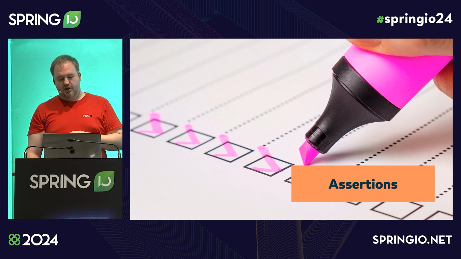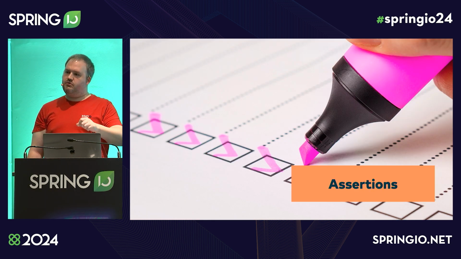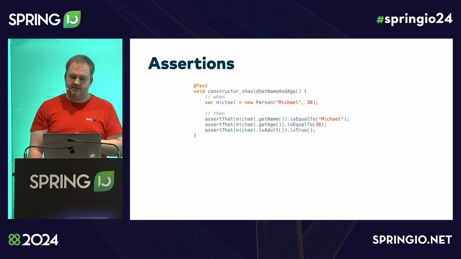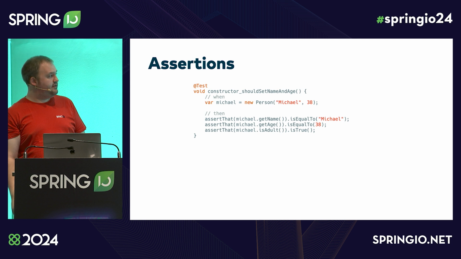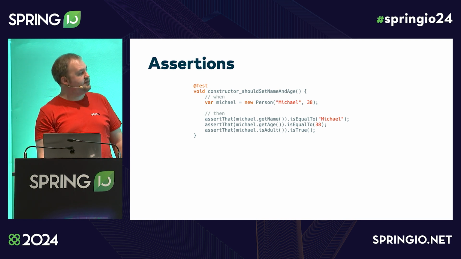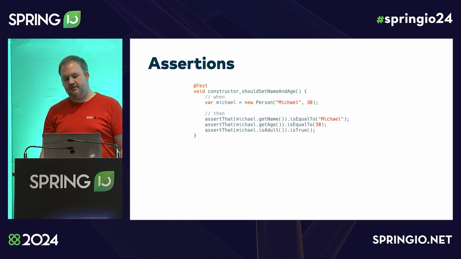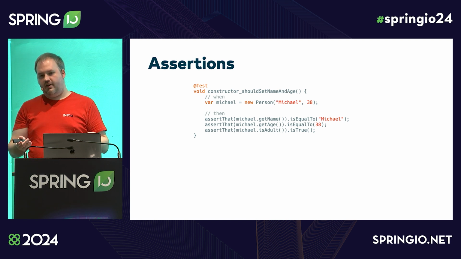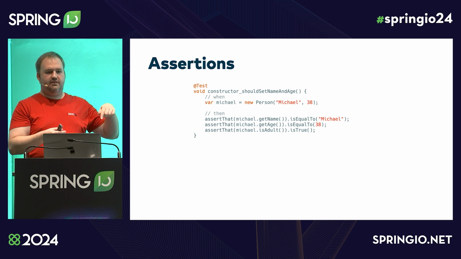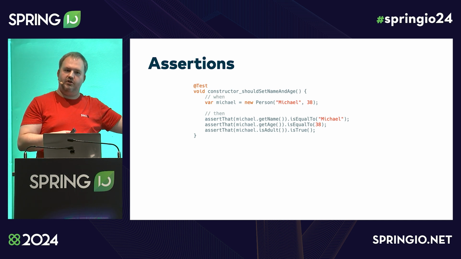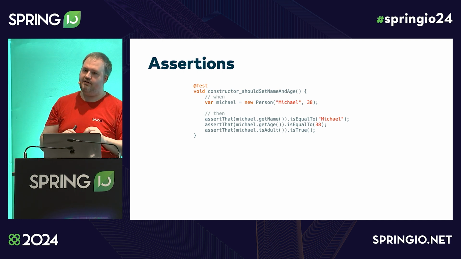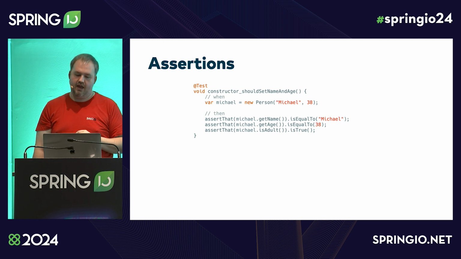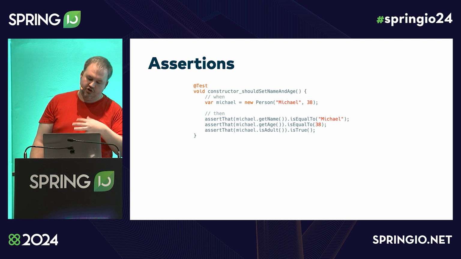Assertions. We've already seen Spring Boot brings AssertJ and Hamcrest, and maybe some of your tests then look like that. Assert that get name is, get age is, get is adult. You could argue a test should assert just one thing, but I mean, asserting one thing does not mean there should be only one assert call. It's a logical assert one thing. But nevertheless, you could optimize that.